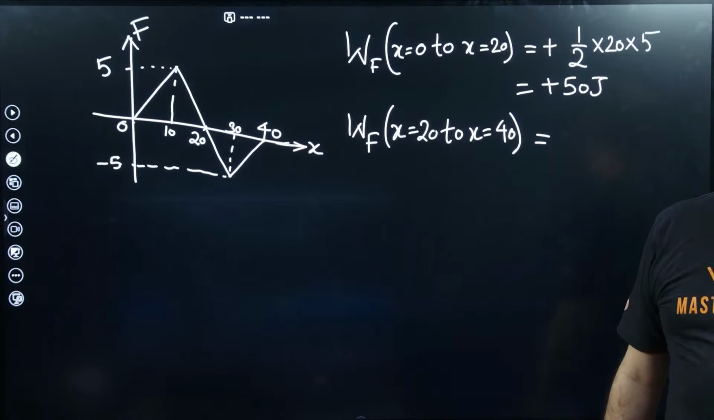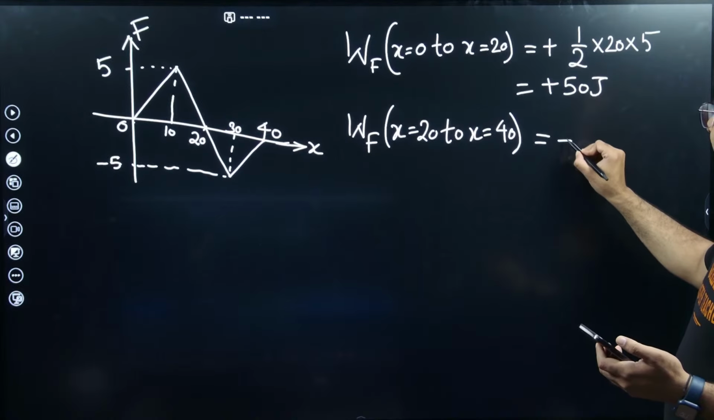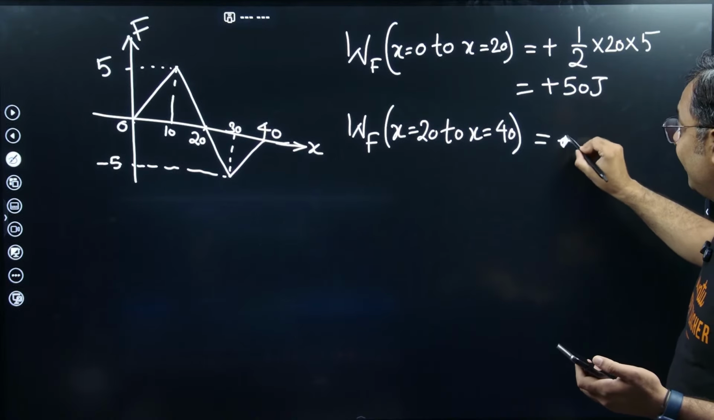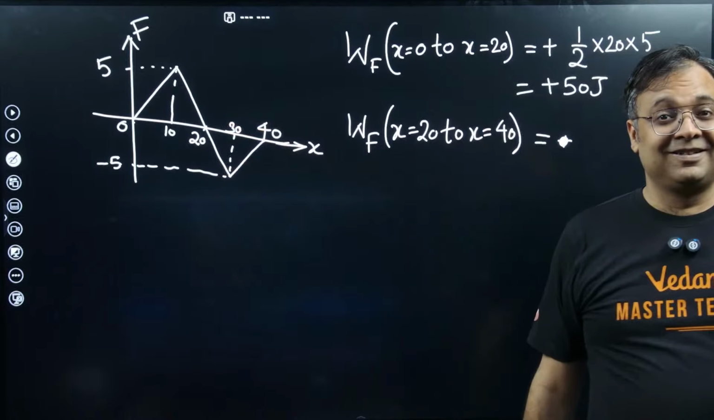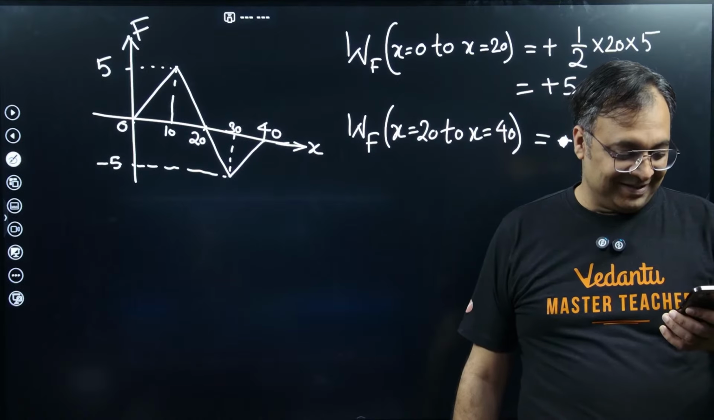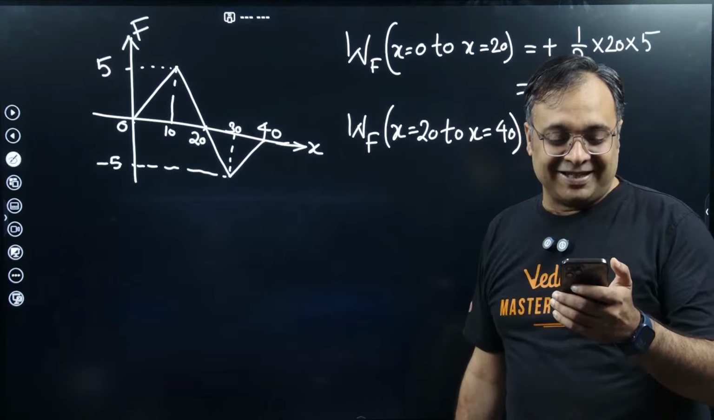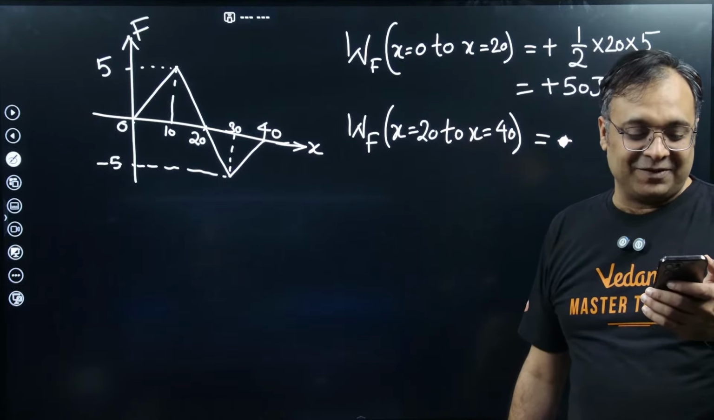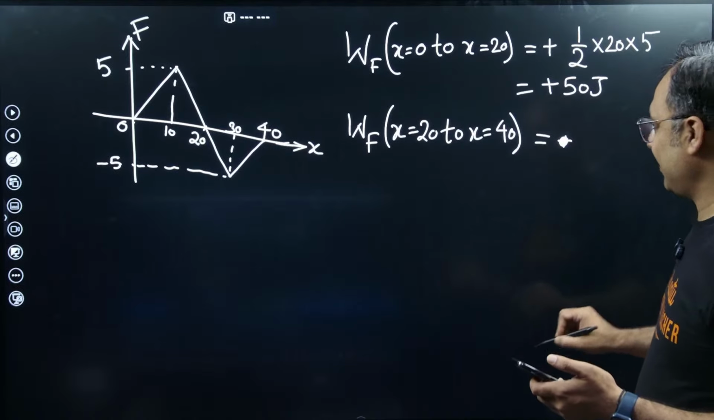Sanyam, yes, plus 50. Very good, Sanyam. So it is again plus 50. No, in this case it is not plus, because the area is below the x-axis. It is minus. Sanyam, you have made a mistake. It's not plus 50 for 20 to 40. It is minus 50.